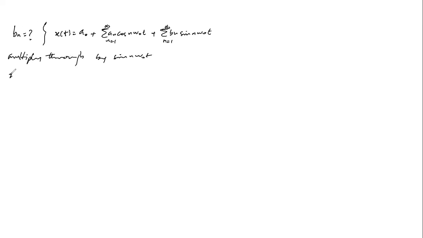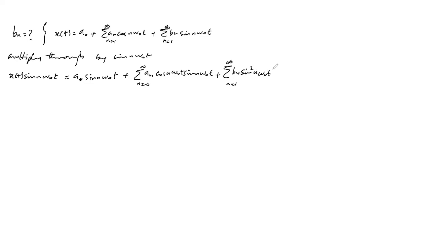So when we have s of t sine n omega t, we get a naught sine n omega t, plus the summation of an cos n omega t sine n omega t, n from 0 to infinity, plus the summation of bn, n to infinity, sine n omega naught t times sine n omega t, which is sine squared n omega t.